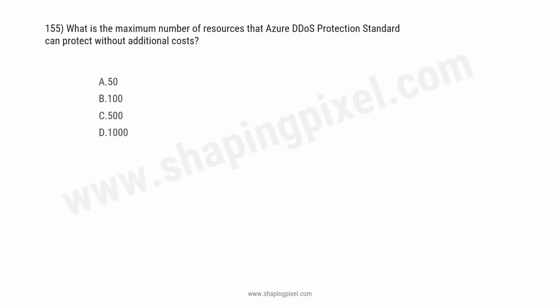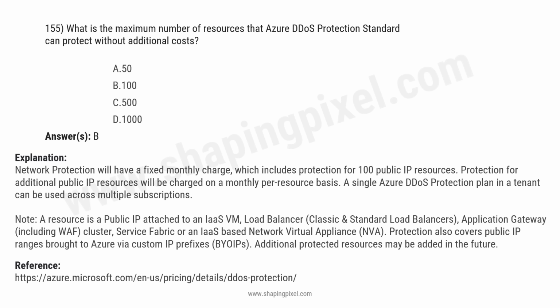Question number 155. What is the maximum number of resources that Azure DDoS protection standard can protect without additional costs? The options are 50, 100, 500, and 1000. So the right answer here is option B, 100.